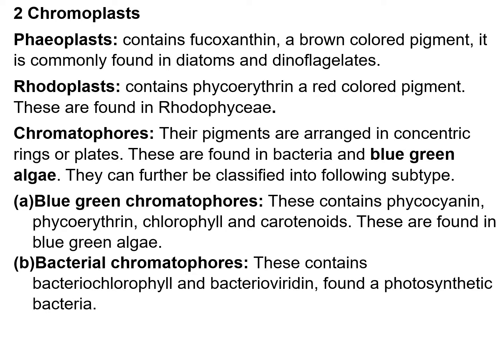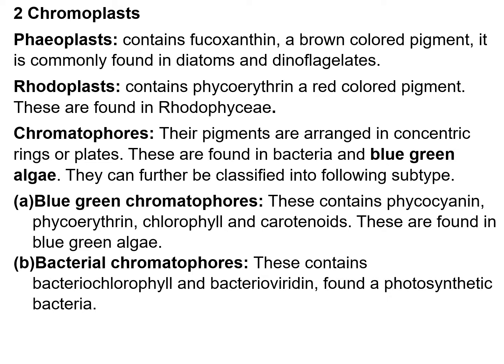Chromoplasts contain pigments of various colors. They are of the following types. Phycoplasts contain phycoxanthin, which is a carotenoid pigment found in brown algae. It is commonly found in diatoms and dinoflagellates. Rhodoplasts contain phycoerythrin, a red-colored pigment. These are found in red algae.